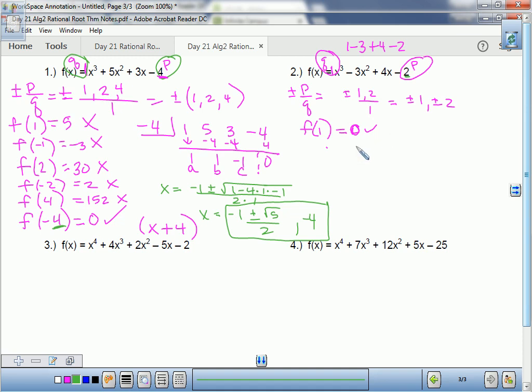I'm good. So now I'm going to do synthetic division by 1, which is really nice. And I've got 1, negative 3, 4, negative 2. I know I want to end up with 0 because I know this is a root, so there should be no remainder. I bring down the first one, I multiply, I add. I multiply, I add. I multiply, I get 0.